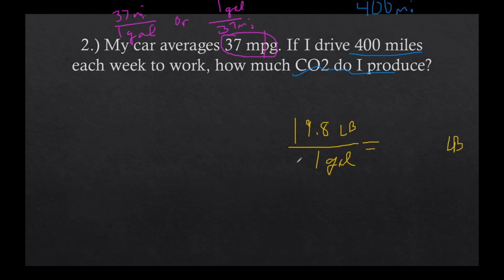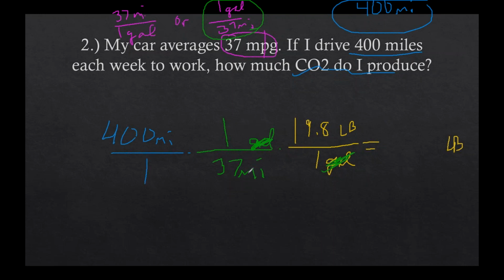And then you can work backwards. Well, I want to get rid of gallons. If gallons is in the bottom, to get rid of them, I have to put them on top. Well, this is the only identity ratio that has gallons on the top. So 1 gallon is the same as 37 miles. That makes my gallons go away, which is great, but now I have miles in the denominator. Well, I have 400 miles. So if I put 400 miles over 1, that makes my miles go away. Now I'm ready to do my math.